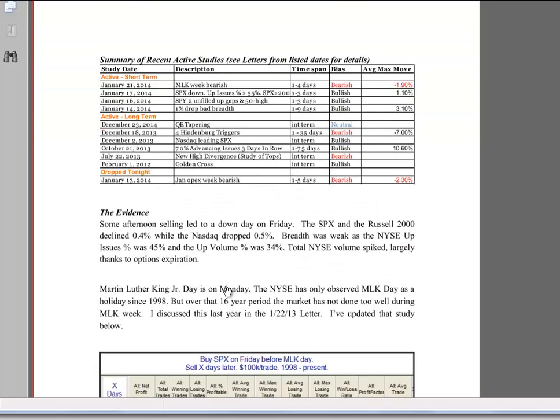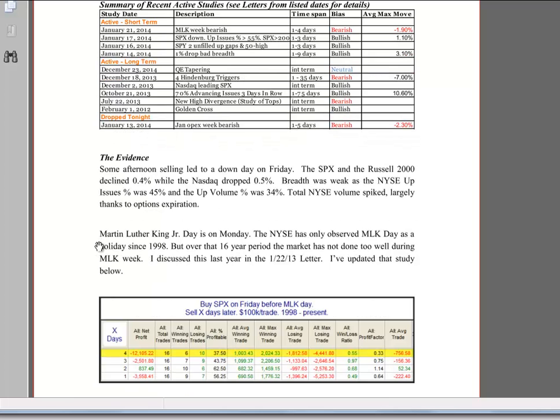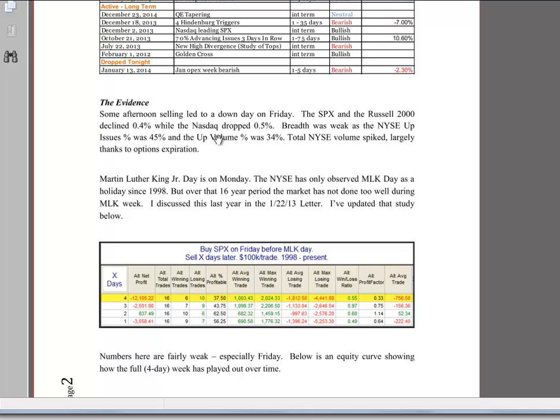If you get on to the next page, we then have our summary of recent active studies, and this includes both our short-term studies and our intermediate or long-term studies. I also show any that got dropped that particular night. Under that, the first paragraph under evidence normally is just a summary of what happened in the market that day.